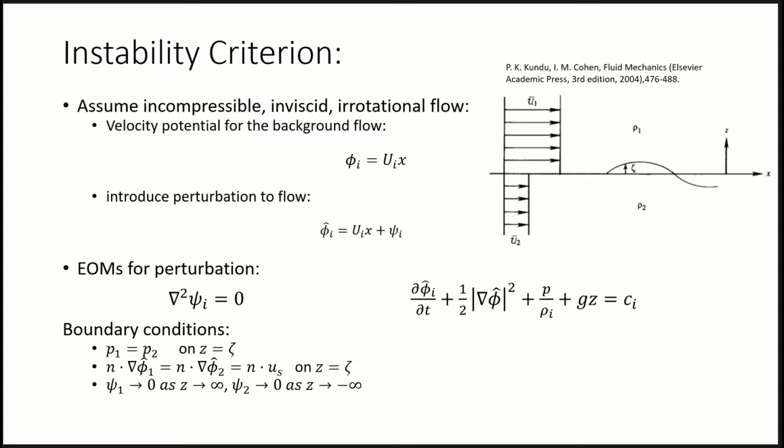Using our assumptions, the continuity equation simplifies to Laplace's equation, and the momentum equation simplifies to the unsteady Bernoulli equation. There are three boundary conditions in this case. First, we must require the pressure across the interface to be equal on either side. We must also require the velocity of the flow in each layer, normal to the boundary, to be equal to the velocity of the boundary, us. Finally, the perturbations must vanish far away from the interface.